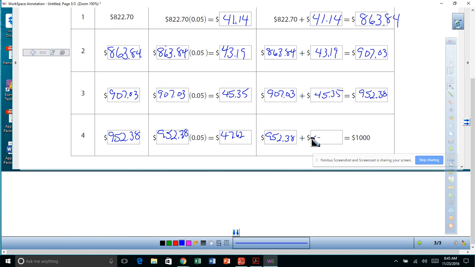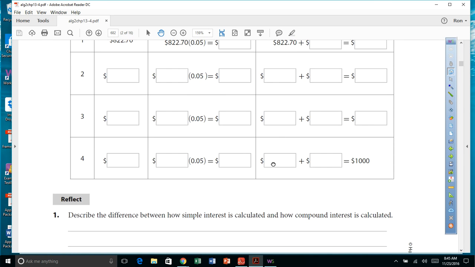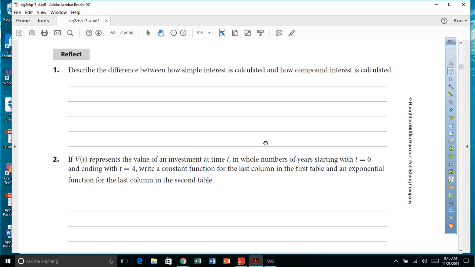$952.38 plus $47.62. It is now worth $1,000. Okay. So basically, you give them $822.70, and then 4 years later, they give you $1,000. That's interest.